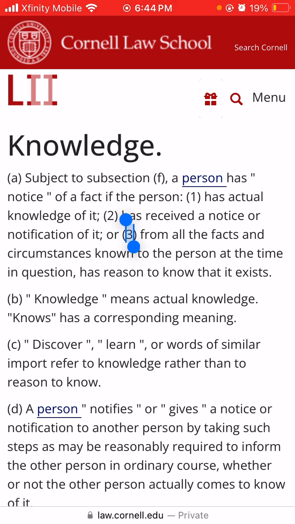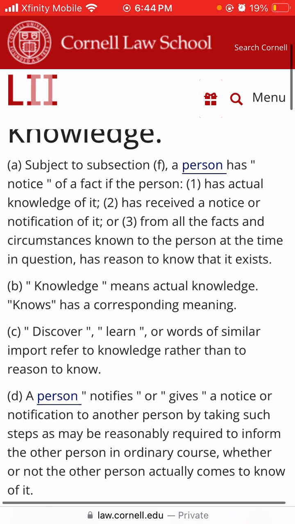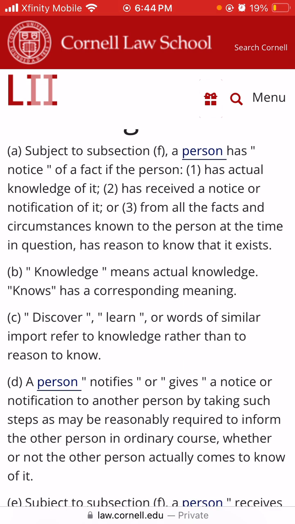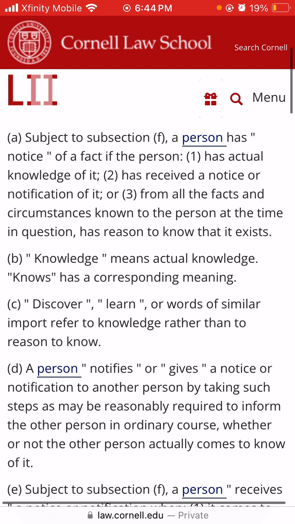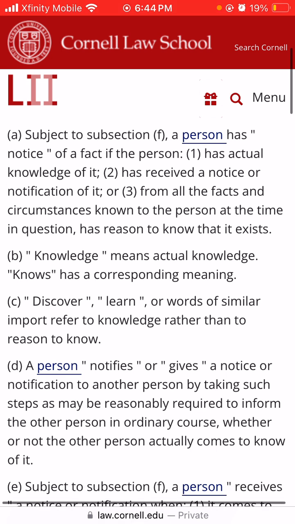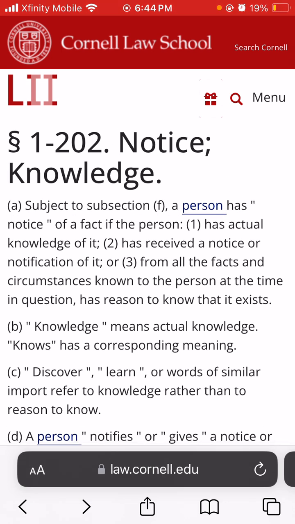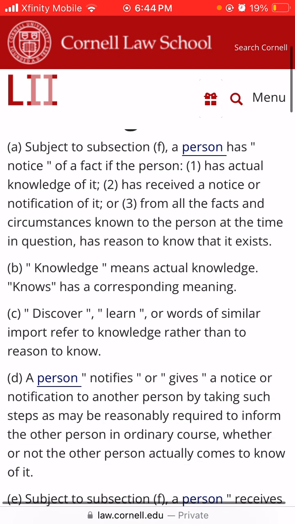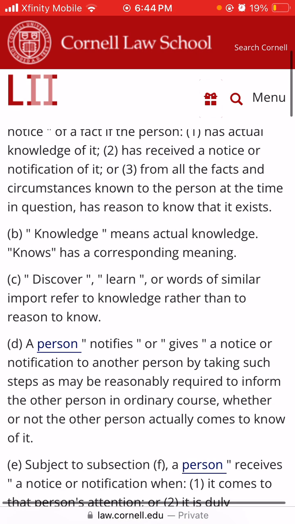Subject to subsection F, a person has notice of a fact if the person, from all the facts and circumstances known to the person at the time in question, has reason to know that it exists. If a judge is looking at it, for example a breach of contract where they didn't do something right under the contract, they have notice of it. We're going to read that. I would say read that three more times.